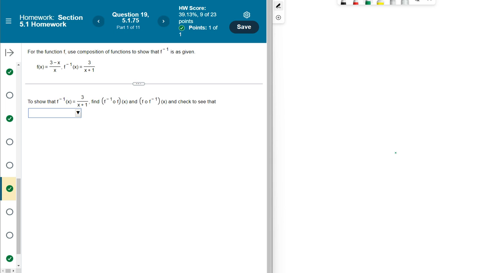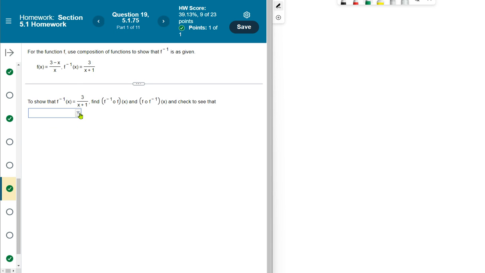I'm going to try to do this one within my math lab. It says for the function f, use composition of functions to show that the inverse is as given. So they're giving you the function f of x equals 3 minus x over x, and they're saying that the inverse is 3 over x plus 1, and they want you to go through a series of steps to prove that it really is the inverse.